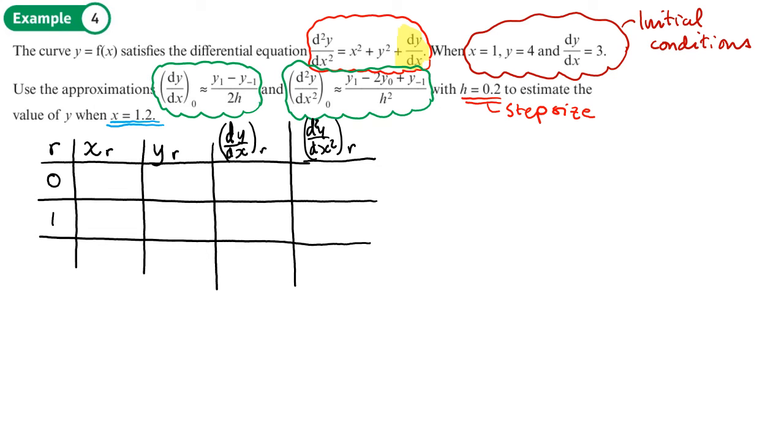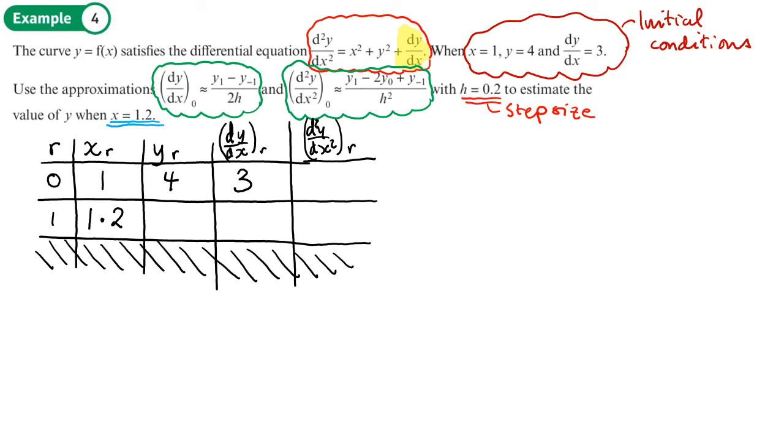So let's see how much of this table we need. So we have the initial conditions, let's put those in. So we have x0 is 1, y0 is 4, dy dx at 0 is 3. So those can go in. We know that the step size is 0.2, so basically our table is just going to have 2 rows. In this question, it is all about working out what number goes in this box here?